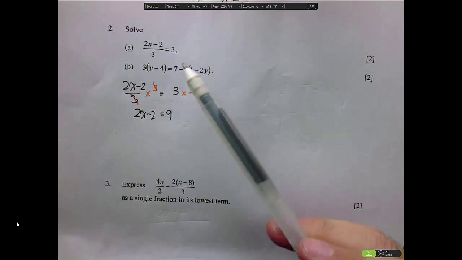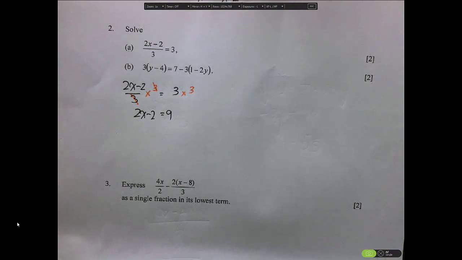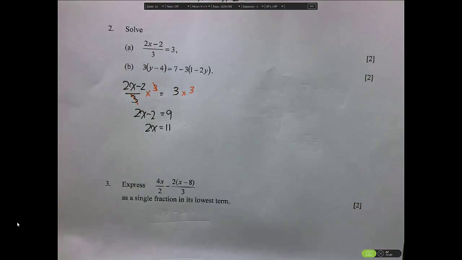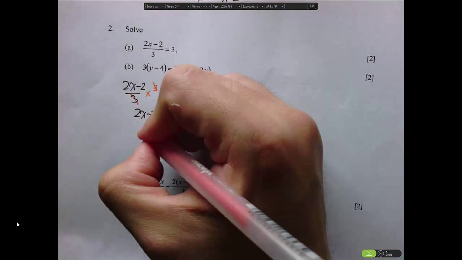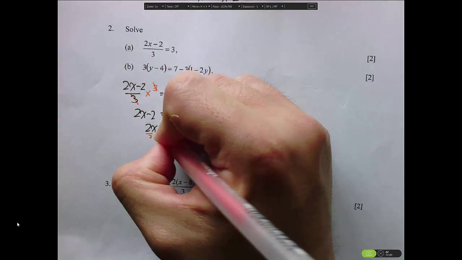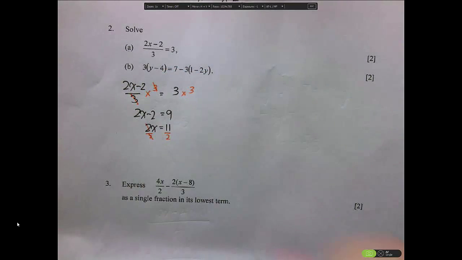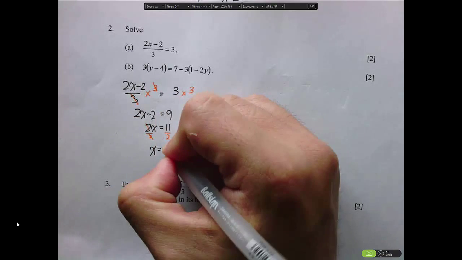Many of you will think that this is simply cross multiply. Cross multiply is an incorrect concept. What we're actually looking out for here is you multiply both sides by 3 to eliminate the denominator. That's why you get 2x minus 2 equals 9. You simplify, 2x is equal to 11. Then here we divide both sides by 2, so 2 and 2 will eliminate. I get x equals 11 over 2.